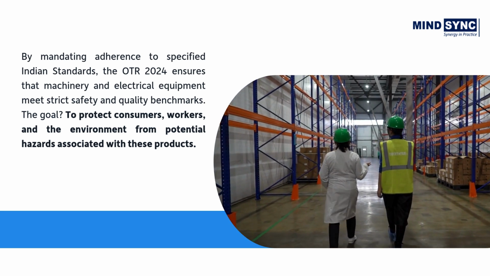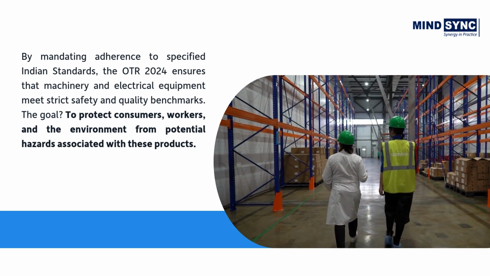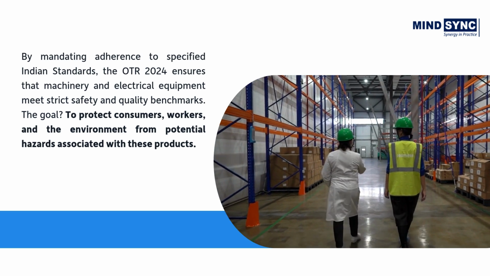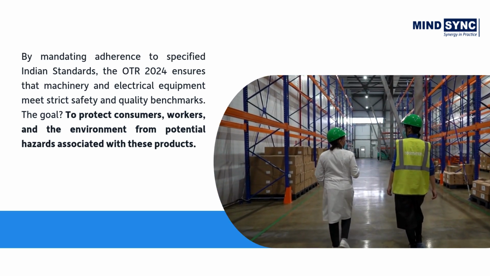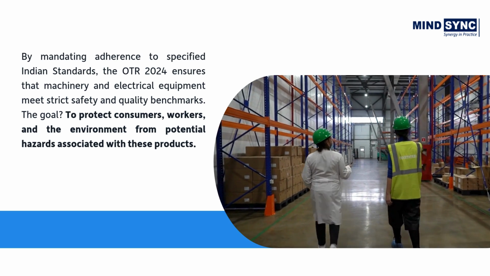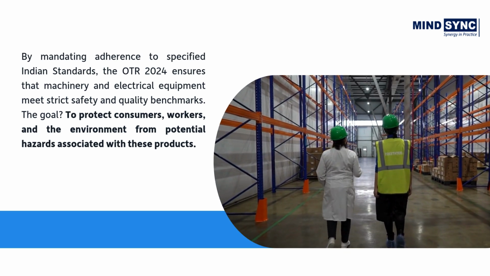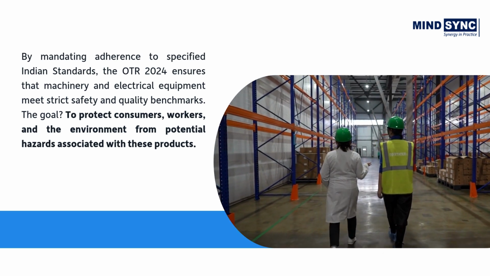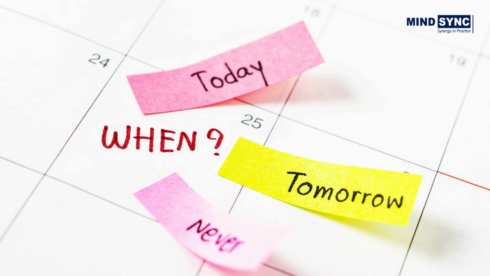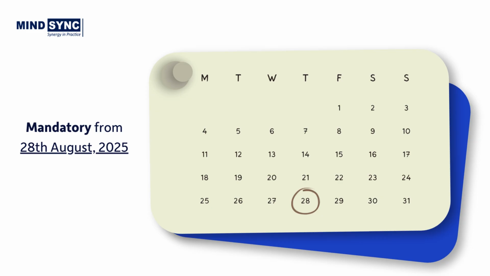The OTR 2024 ensures that machinery and electrical equipment meet strict safety and quality benchmarks. The goal: to protect consumers, workers, and the environment from potential hazards associated with these products. Now moving to the effective dates, it's mandatory from 28 August 2025.